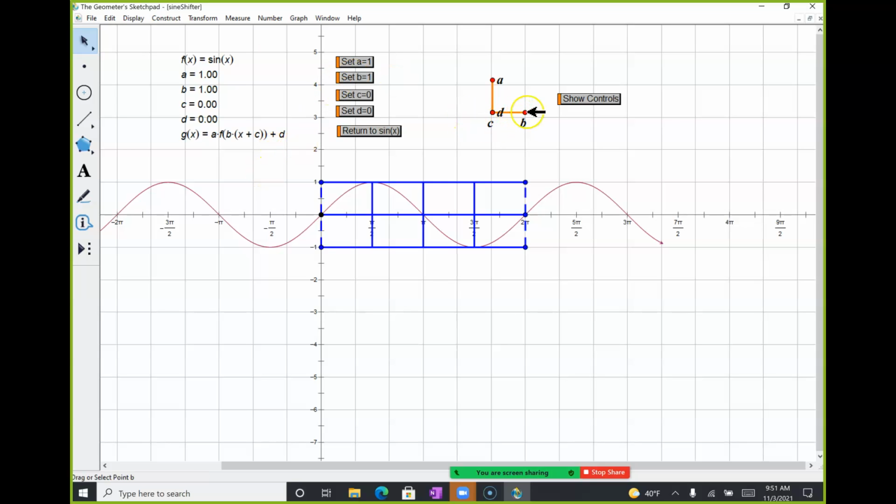I'm going to change my value of B. I'm going to make it 2. And now look, notice the period. Where does the box end now? At pi. So it seems like I would have been multiplying by 2, but because it's affecting the x values, it's compressing by 2. I'm actually dividing by 2.